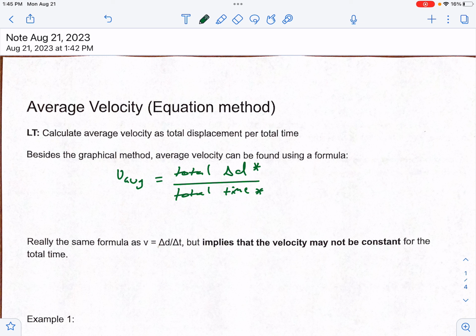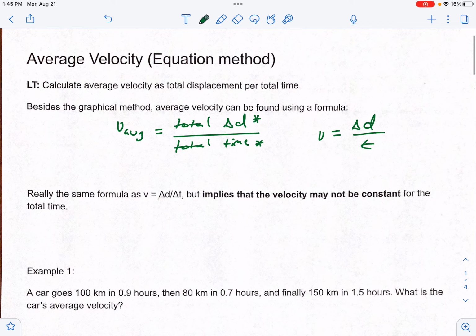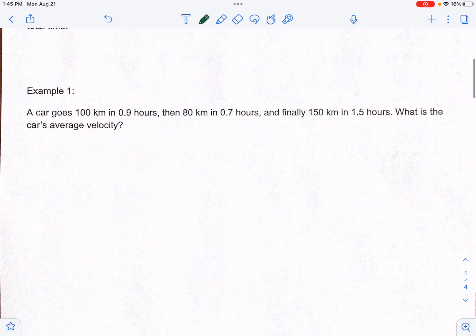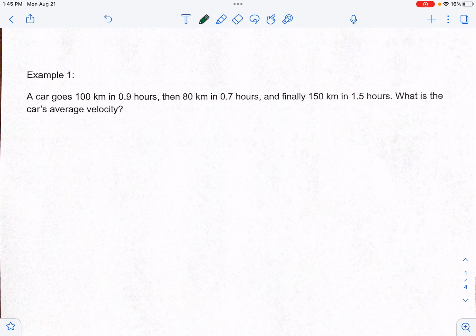Basically, this looks a lot like the equations we've been using: V equals d over t. But now we're using total displacement and total time. So we're going to look at example number 1. A car goes 100 kilometers in 0.9 hours, then 80 kilometers in 0.7 hours, and then 150 kilometers in 1.5 hours. What is the car's average velocity?